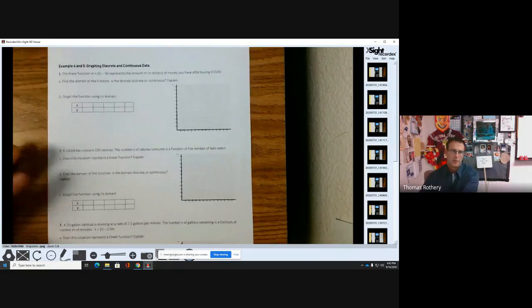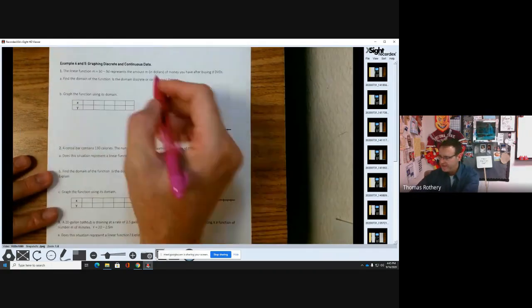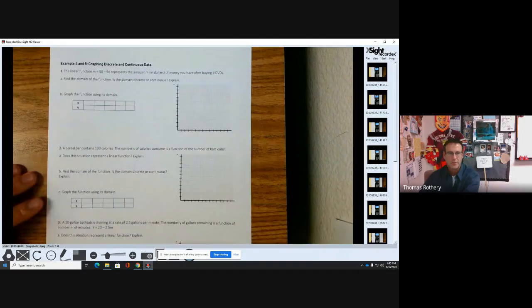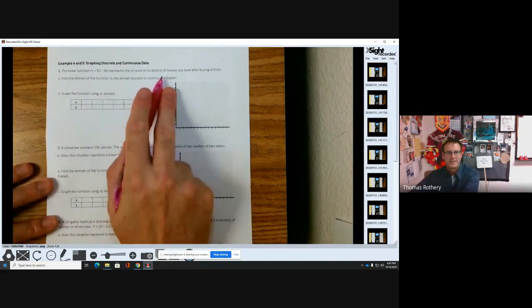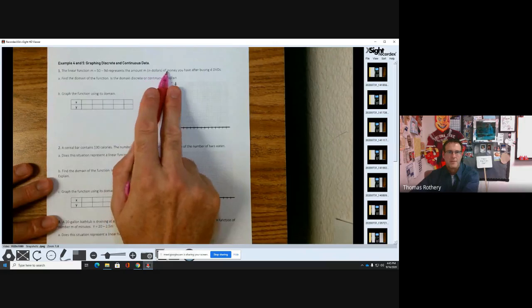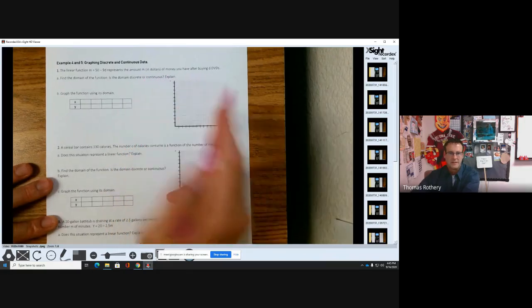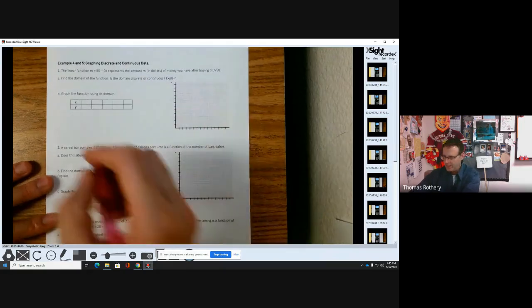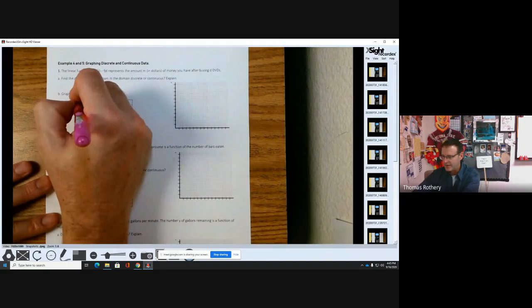All right, so here's what we're going to do. We're going to graph some lines. It says the linear function m is equal to 50 minus 9d. And you're like, where are our x's and y's? They're there. They're just m's and d's instead. It says the linear function of the amount m of money you can have after buying d CDs. So I'm going to change these out here. Your x is not an x. It should be a d, and that should be an m.